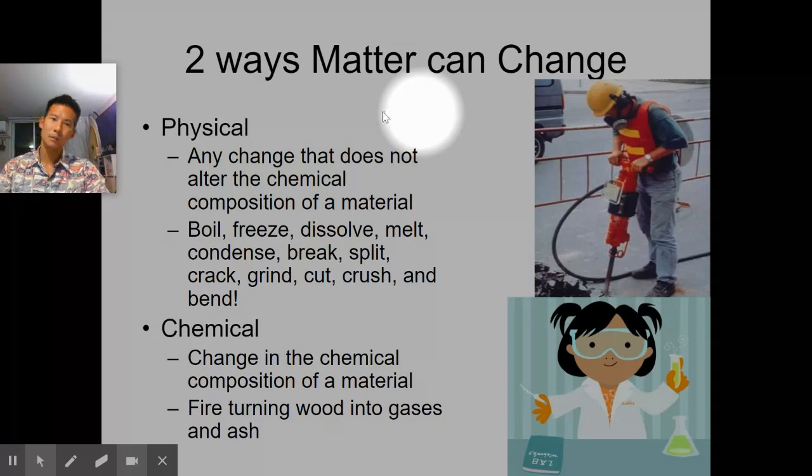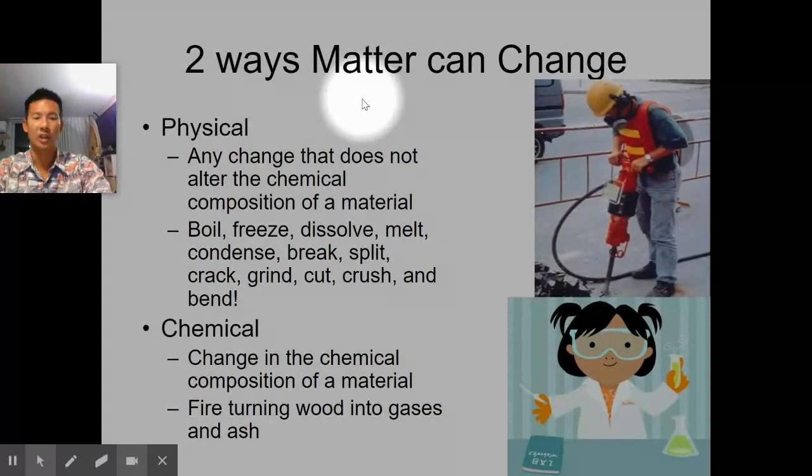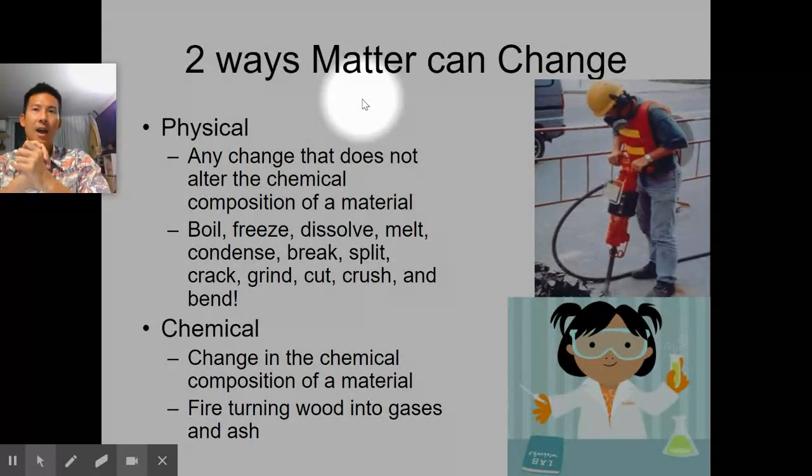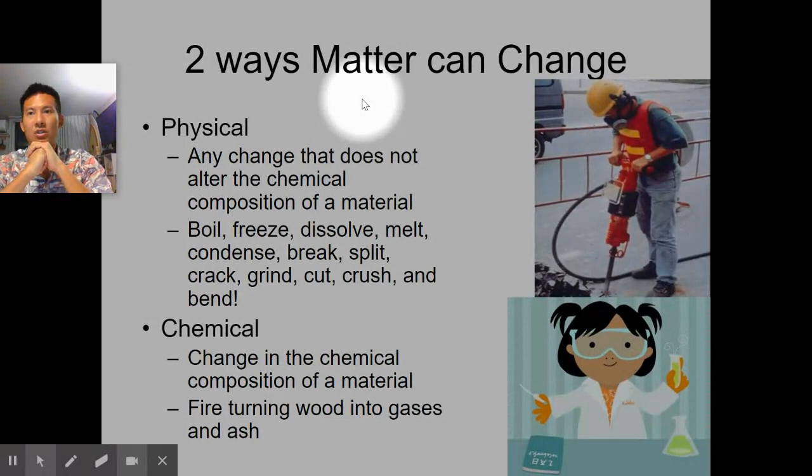A chemical change would mean that once this matter changes, the new unit will have different properties. That would signify a change in the chemical composition. That would mean that the molecule has changed into something else.